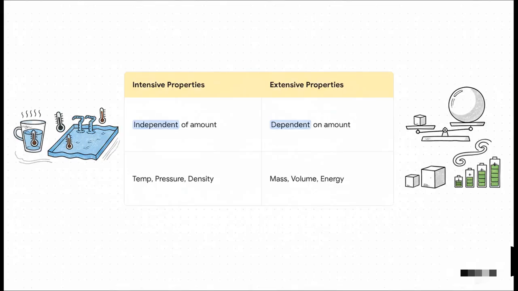And these variables fall into two main categories. On one side, you have intensive properties. These don't care about how much stuff you have. For example, the temperature of a drop of water can be the same as the temperature of an entire lake. On the other side are extensive properties, and these guys do depend on the amount of matter. Mass and volume are the obvious ones. The more stuff you have, the bigger their value.